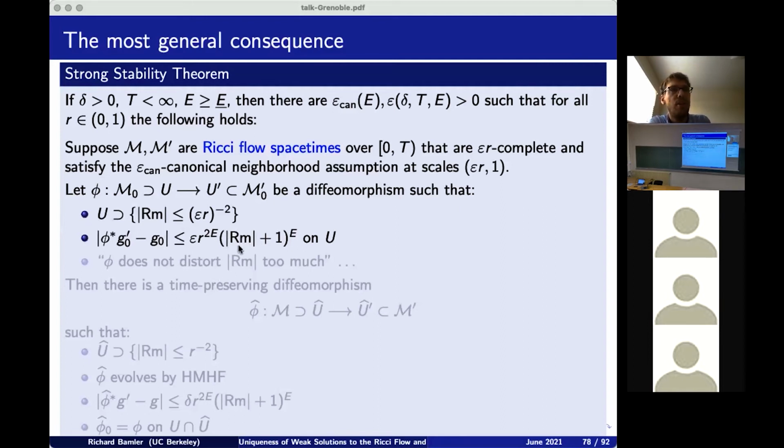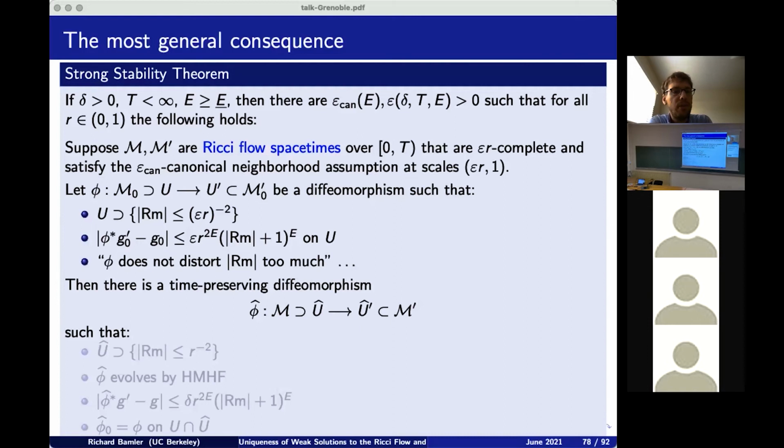I've used here the norm of the curvature, but you could also write the scalar curvature to the power of e. So we want to have a better bound at larger scales, or we allow a relaxation of the bound at smaller scales. We don't want to have too much distortion of the curvature, so that's just a technical point. We can skip over this.